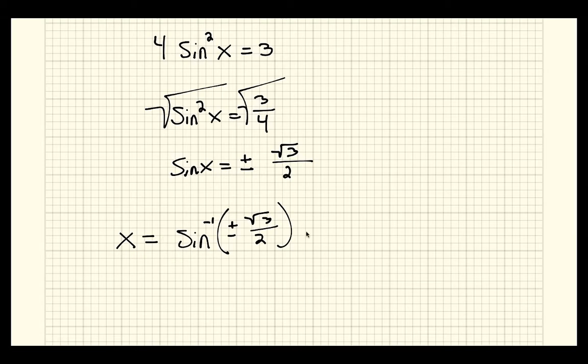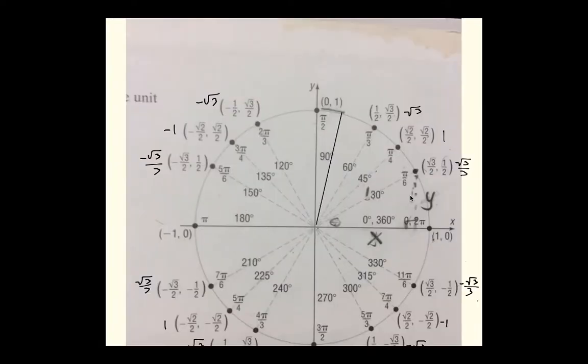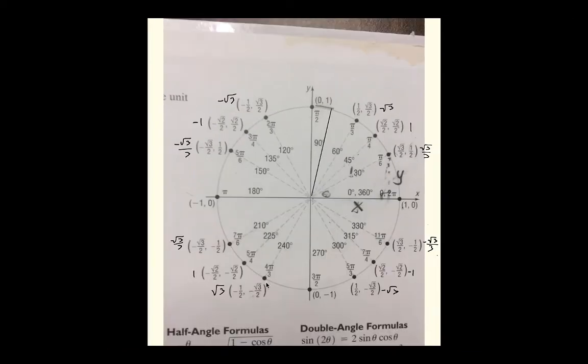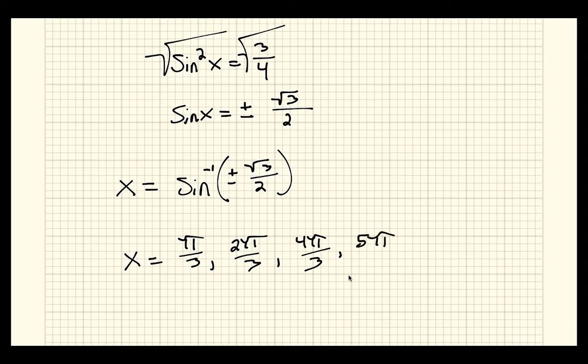So if you remember on your unit circle, where do we get these from? That should be at, let me pull the unit circle up. Okay. So sine, remember, goes with y. So we have our positive ones here at pi over 3, 2 pi over 3, and then down here, 4 pi over 3, and 5 pi over 3. So x equals pi over 3, 2 pi over 3, 4 pi over 3, and 5 pi over 3.